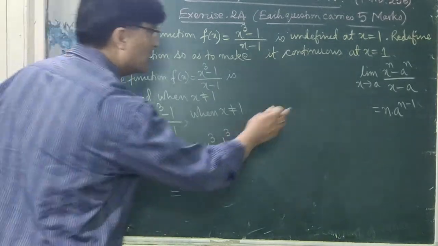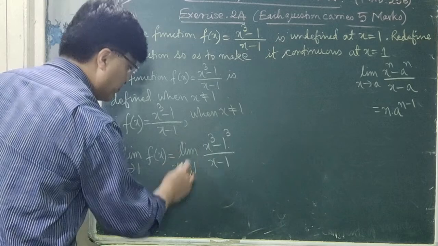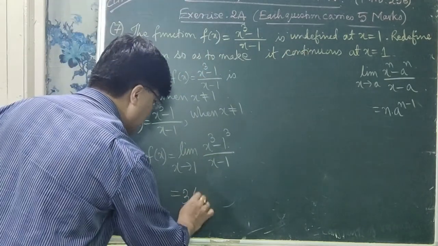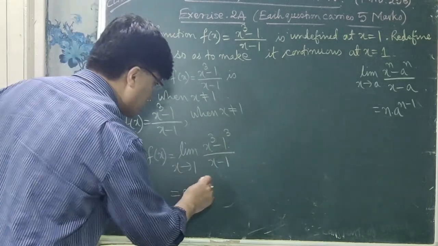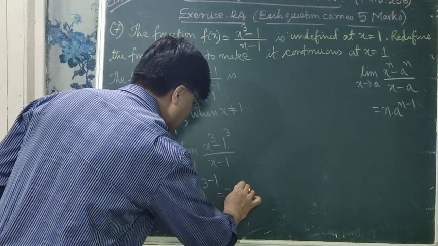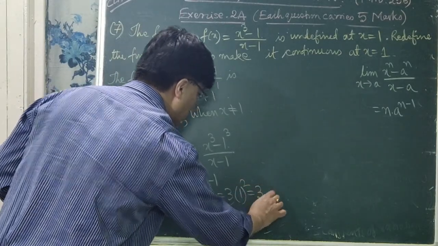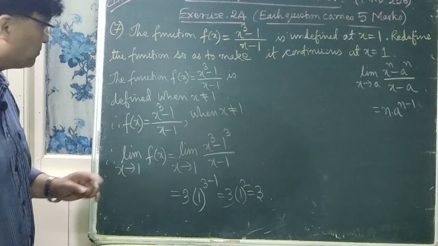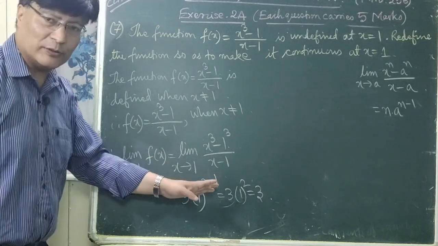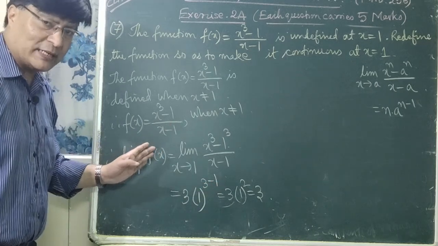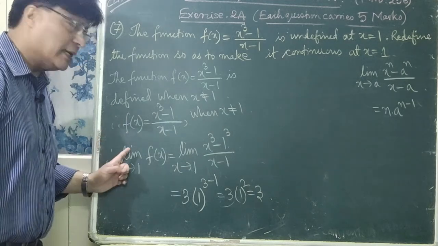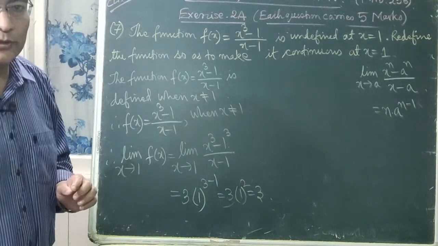So which is equal to n comes in the front. N means 3 here. 3 comes in the front. Now x is replaced by a. This x is replaced by 1, whole to the power n minus 1. What is n minus 1? This is 3 minus 1. Right? So which is equal to 3 into 1 whole square, which is equal to 3. That is limit x tends to 1, f of x is equal to 3. Both right hand limit and left hand limit are included in this limit. That is limit x tends to 1, f of x is equal to 3.